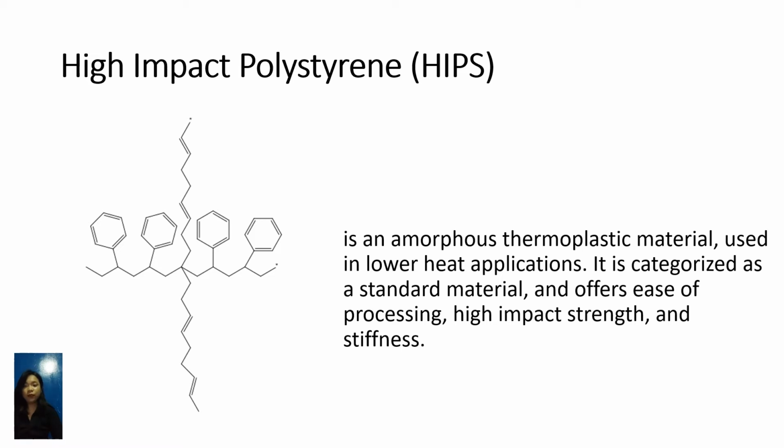HIPS is a thermoplastic resin produced by polymerizing polybutadiene elastomer and polystyrene monomer, and it combines many of the positive effects of plastics and rubber, including being odorless, tasteless, with excellent dimensional stability, and high mechanical strength.